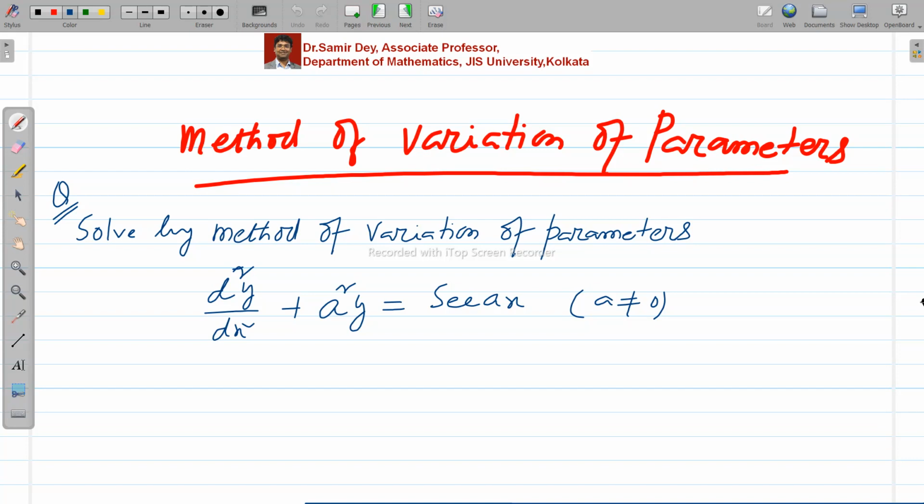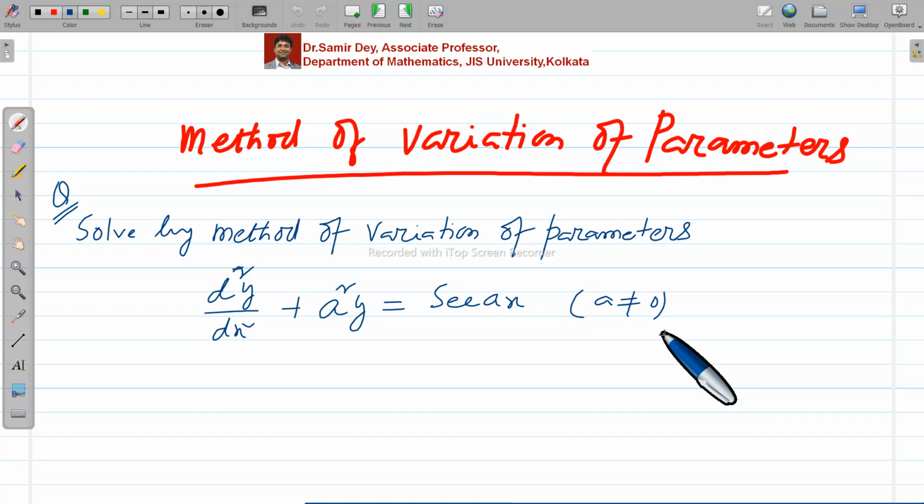Okay, so here I have considered one important and general question. The question is: solve by the method of variation of parameters d2y/dx2 + a^2 y = sec ax, where a is not equal to 0. Now try to understand how to solve it.